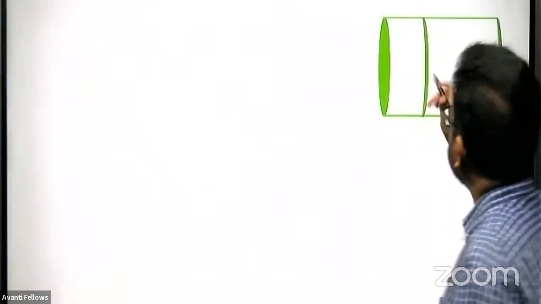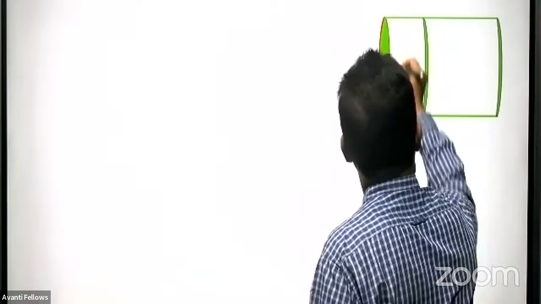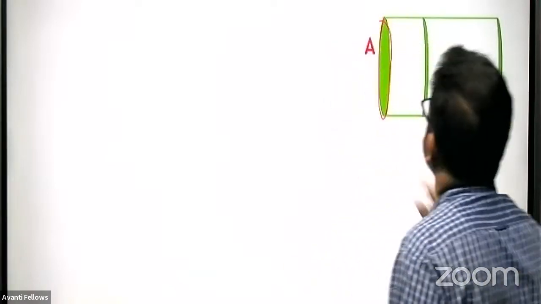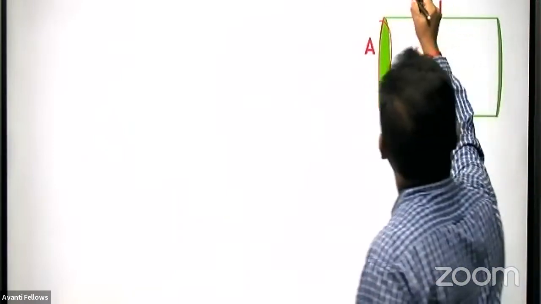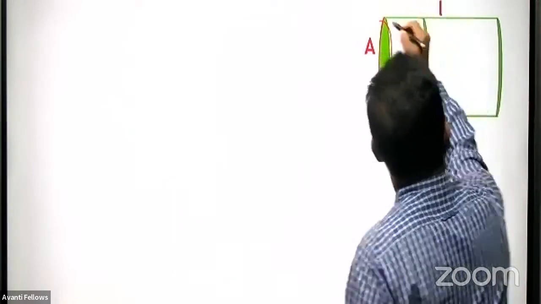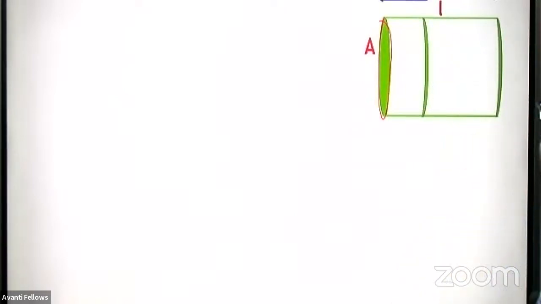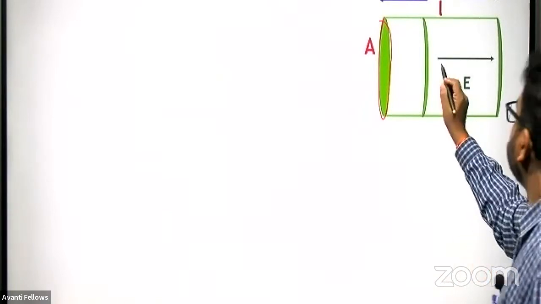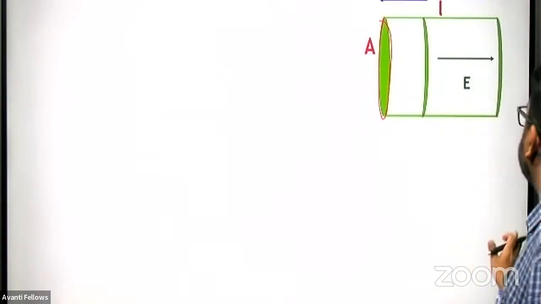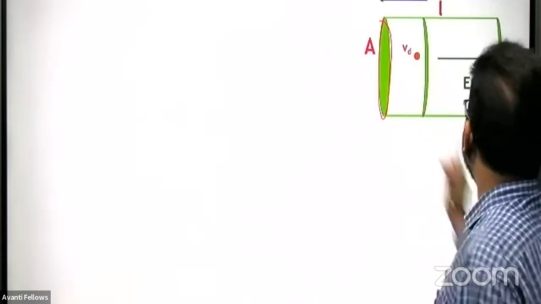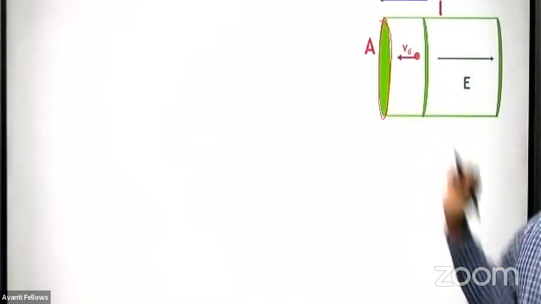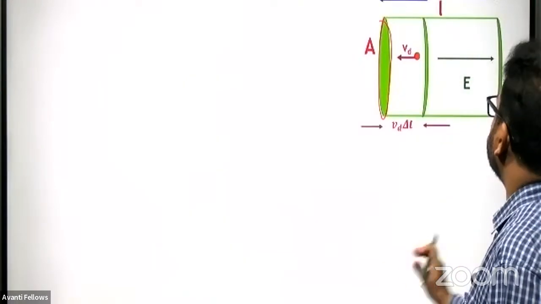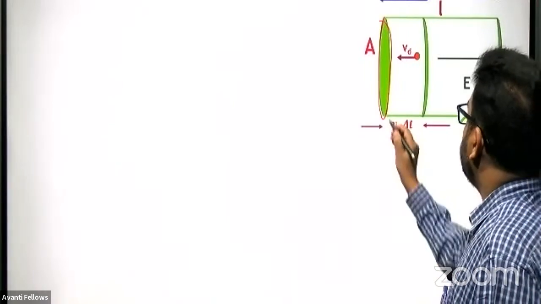So this is a conductor, and this much is the area of the conductor, and this is the length of the conductor. Small conductor we are taking, and let's see, the electric field is towards right. Remember, electric field is towards right, and an electron is moving here towards left. Electron will move opposite to the direction of electric field. We explained it already.